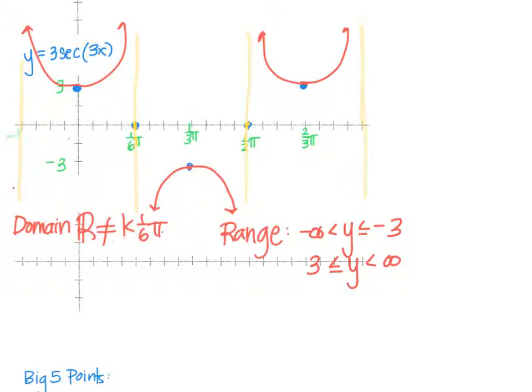Okay, can you move these left, right, up, down? For sure, but draw it first. Draw it first, then start dragging the stuff left, right, up, down. It's the same rules. If it's in the parentheses, it's left, right. If it's outside of the parentheses, it's up, down. But work on your big 5 first. All right, and those are the graphs of secant and cosecant.